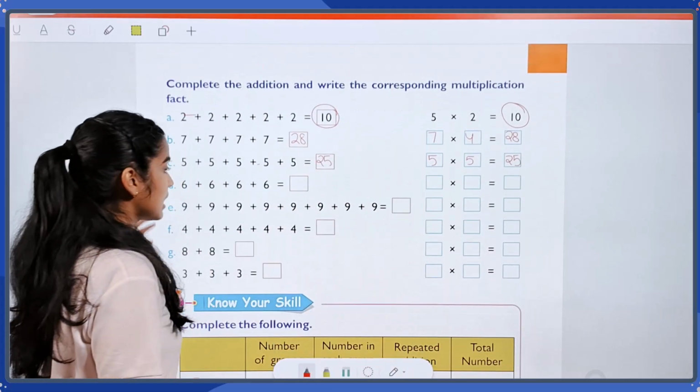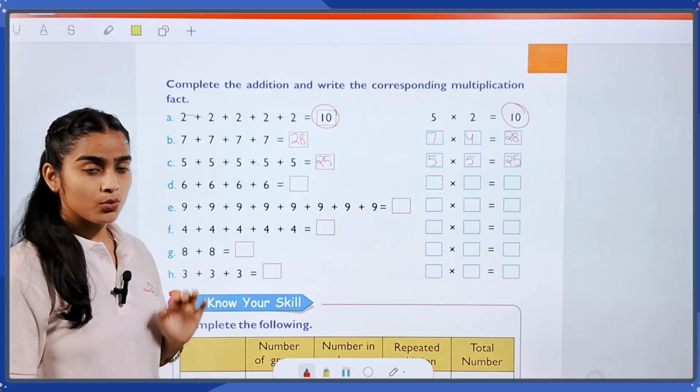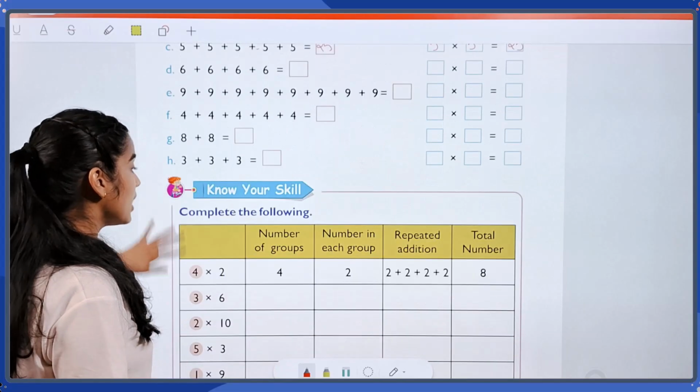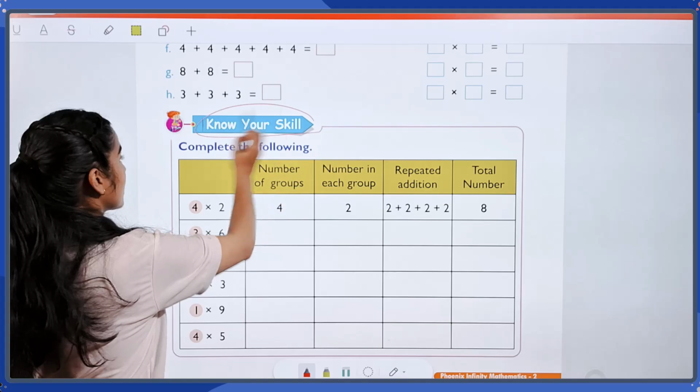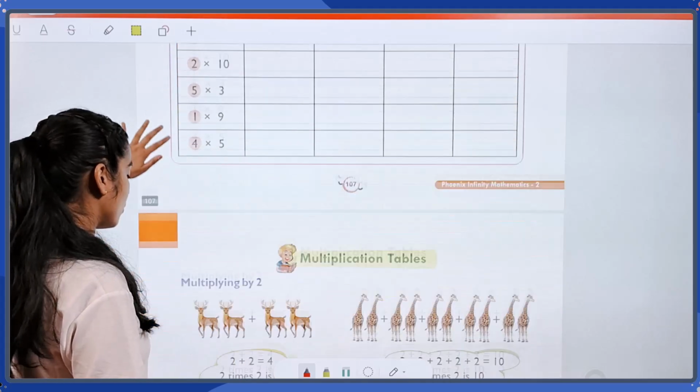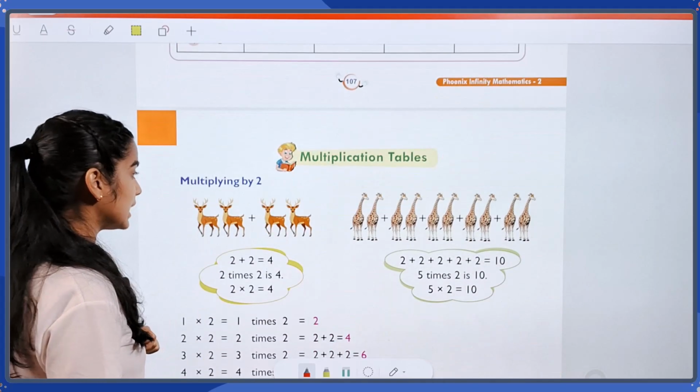So students, now the rest of the questions you have to solve on your own, and check and evaluate yourself. And now you have your Know Your Skill. So again, you have to do this portion on your own. Now we have the multiplication table.